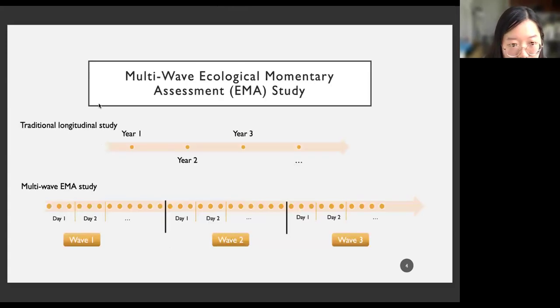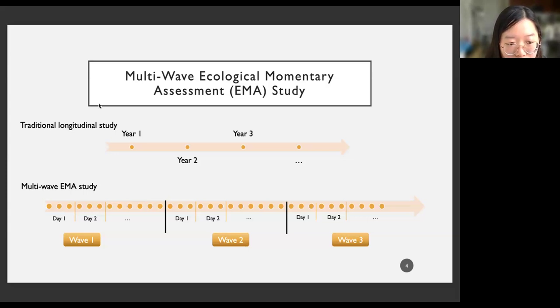So let's first have a brief introduction of the multi-wave EMA study. I believe many of you are already familiar with the traditional longitudinal study, where participants are measured repeatedly over a long period of time. And the time interval between the time points measured is often years. So we have longitudinal studies spanning years.